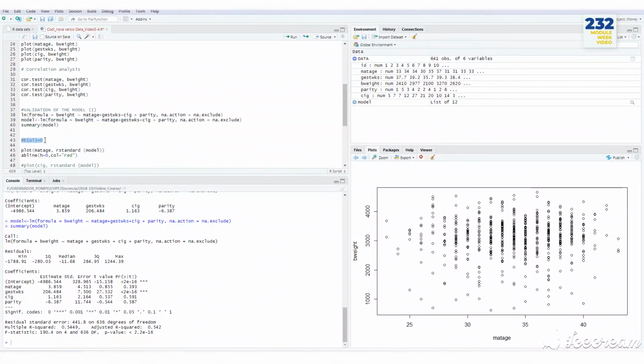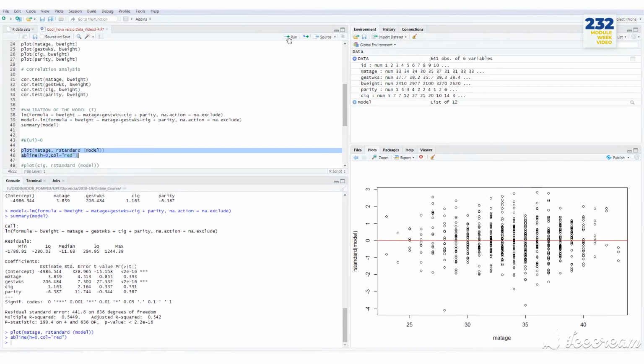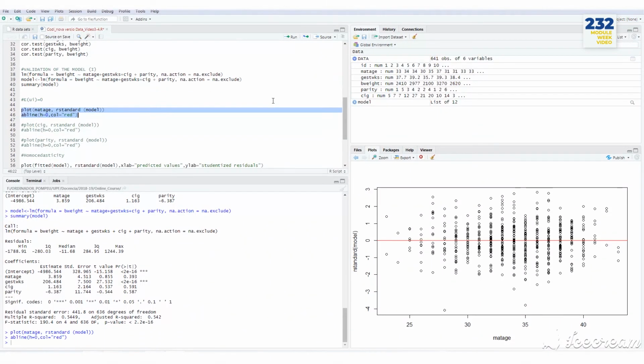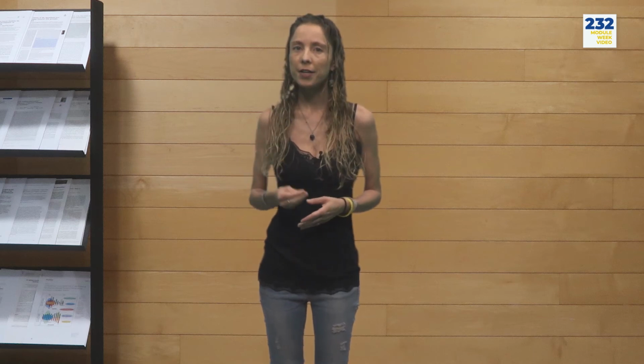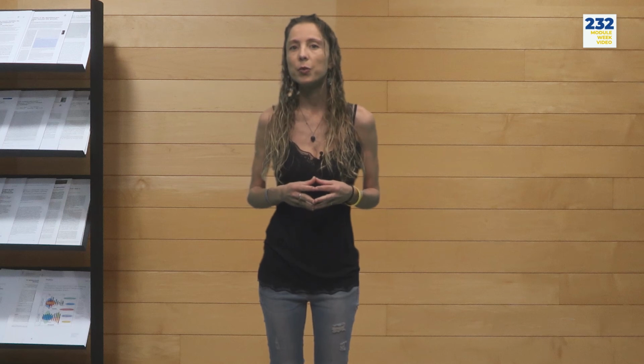With R, the necessary instructions are the following. The graph shows an example considering the explanatory variable maternal age in years and the studentized residuals. To validate the first assumption, we will have to repeat these instructions for each of the explanatory variables. After checking it for each of the regressors, it seems that the assumption is true in all cases, since there is no systematic behavior and the values are randomly distributed around zero.